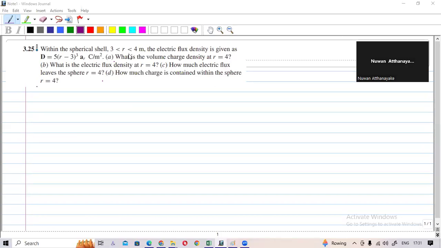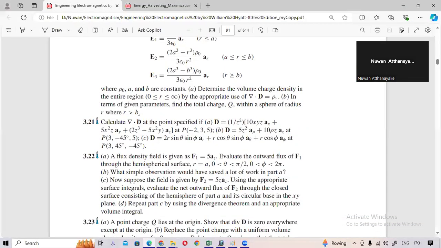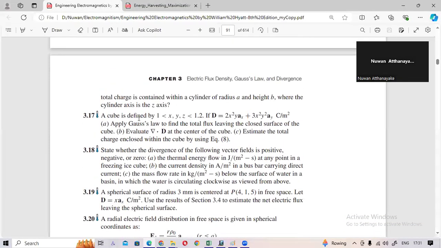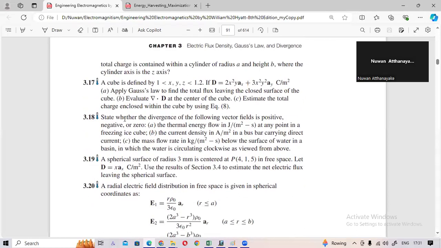Okay, I will do another example. That is question 3.25 in the reference book. In the previous physics class, as I can remember, I have done three questions. This one I have done. Here you have to apply the Gauss law and find the total flux leaving the closed surface.